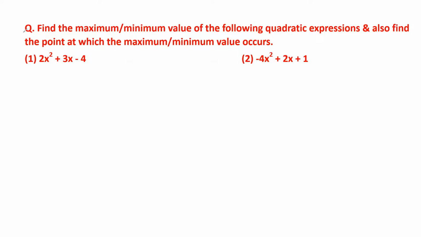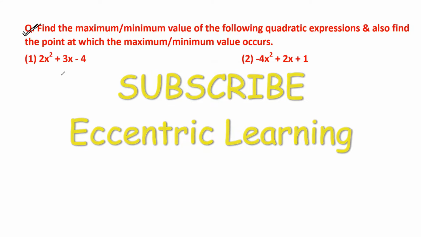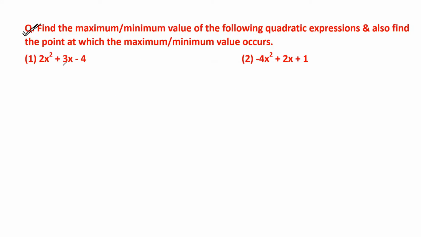Now let us see this question: to find the maximum and minimum value of the following quadratic expression and also the point at which the maximum and the minimum value occurs. The first quadratic expression is 2x square plus 3x minus 4. Here the leading coefficient a is greater than 0, so this will give us an upward parabola. So we'll be having a minima point and we'll be getting a minimum value.